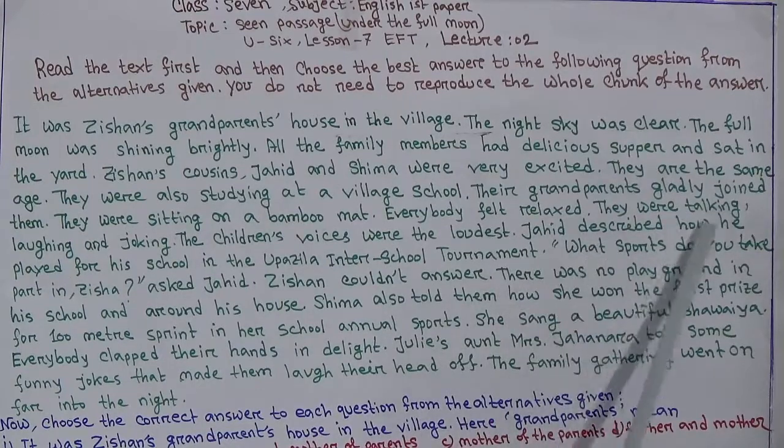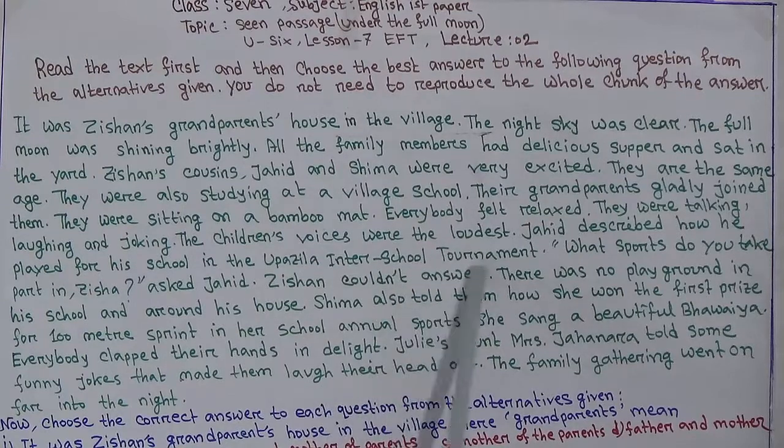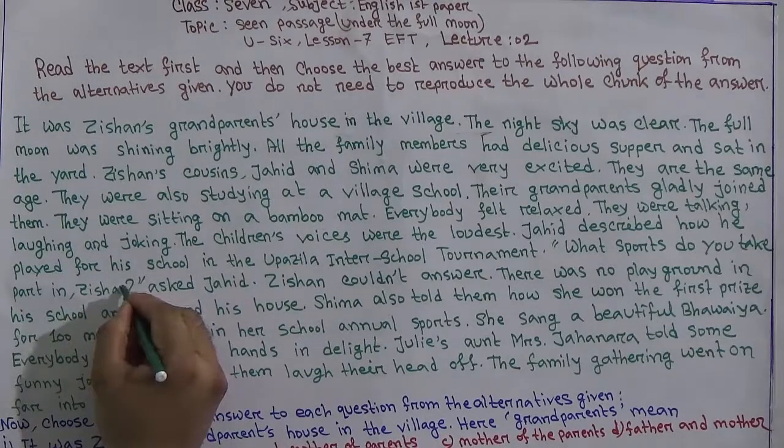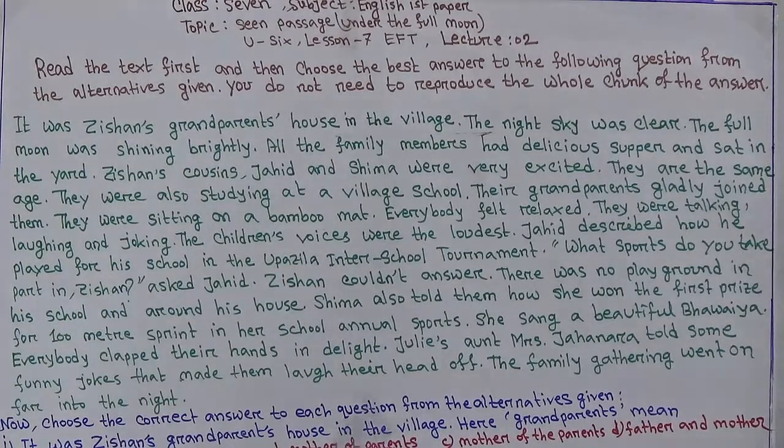Jahid described how he played for his school in the Upazila inter-school tournament. What sports do you take part in, Jishan? He's asking Jishan. Jishan couldn't answer. There was no playground in his school. That's why he didn't answer his question. And around his house also.